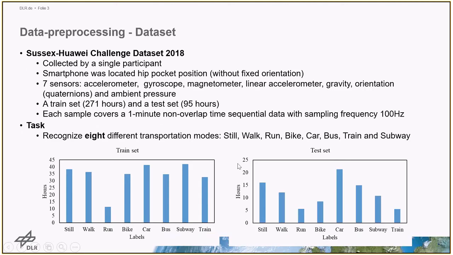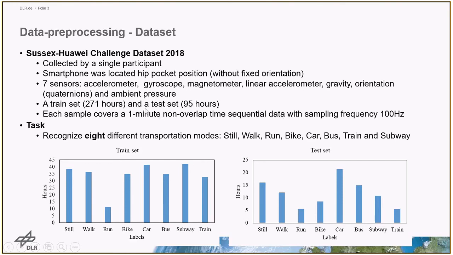Before we start the data pre-processing, we would like to introduce the dataset first. The dataset used in this paper is the SHL Challenge Dataset 2018. This dataset is collected by a single participant with a fixed smartphone position but no fixed orientation. Data of 7 sensors are collected. The participant recorded 271 hours of data as a train set and 95 hours of data as a test set.